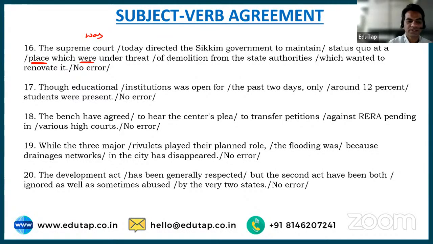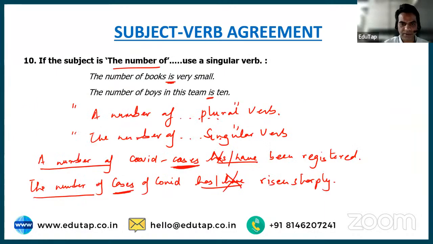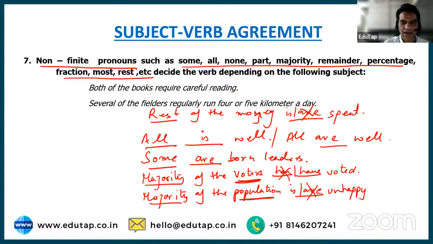No Indu, dhyan se dekho, ek hi galti hai isme. Do educational institutions, so institutions hai plural hai, to yahan pe was ki jagah kya hona chahiye tha? Were. Though educational institutions were open for the past 2 days, only around 12% students were present. Students were, bilkul theek hai, students was nahi hoga. Ha, to maine kya kaha tha fraction mein, percentage mein hum 12, yaad hai ye wala rule maine aapko bataya tha? Han ji. Ye wala sum, all, none wala kahan gaya? Ha, sum, all, none, part, majority, remainder, percentage, fraction.